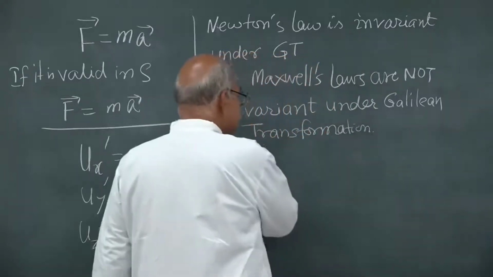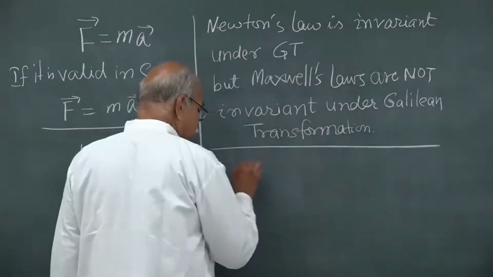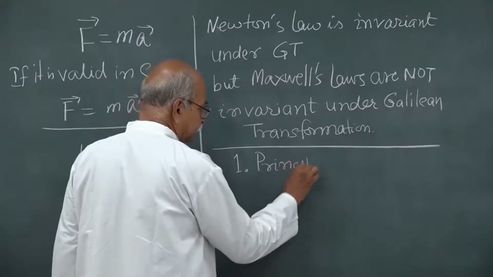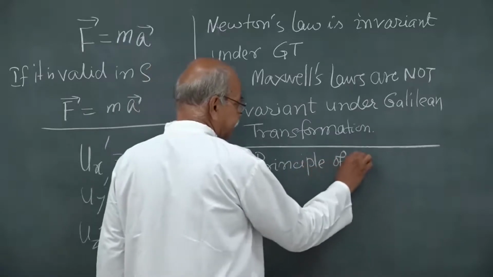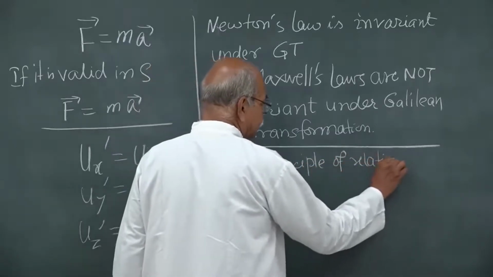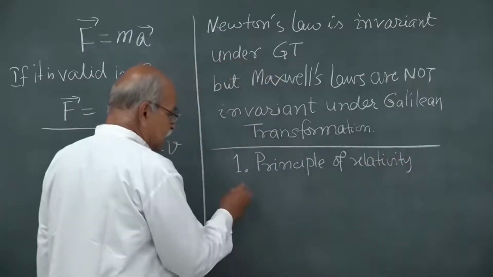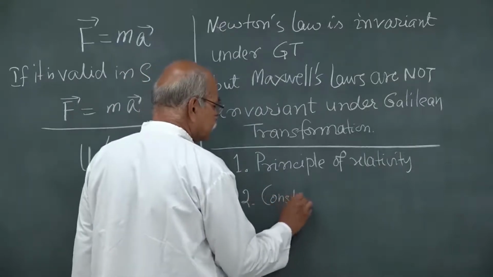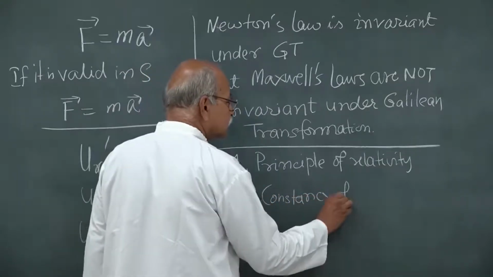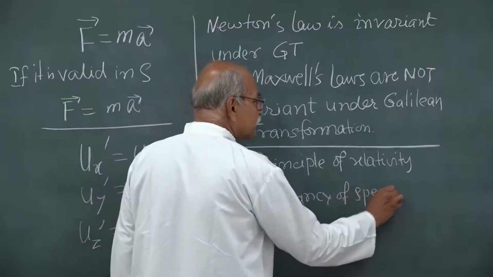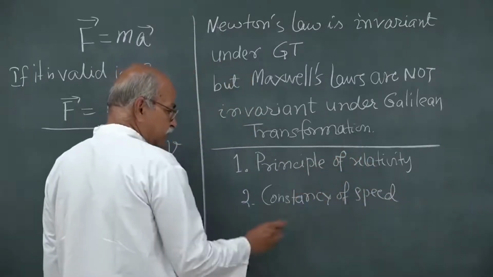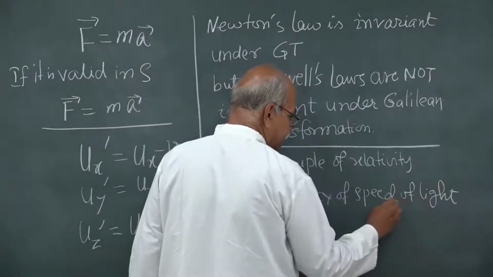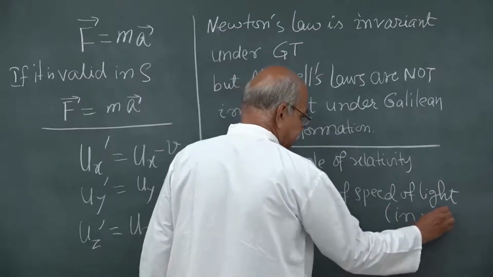So, I will be using one, principle of relativity, that is one. Then the second is constancy of speed of light. My Lorentz transformation must conform to this, speed of light, of course in vacuum, right, that should be understood.